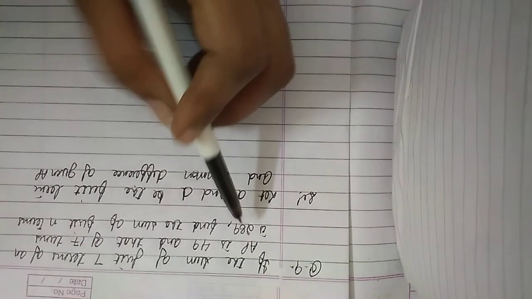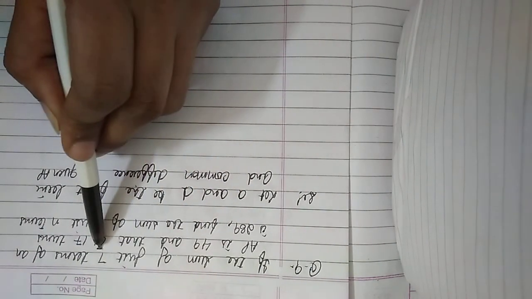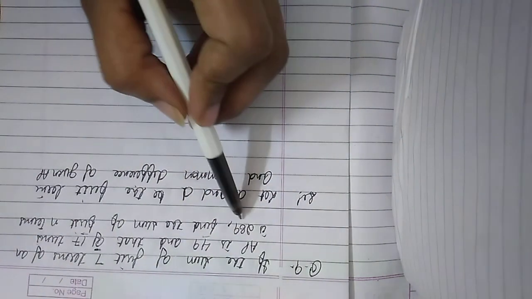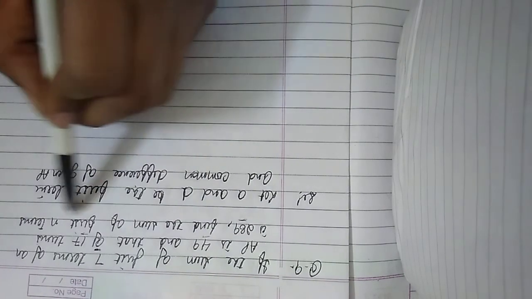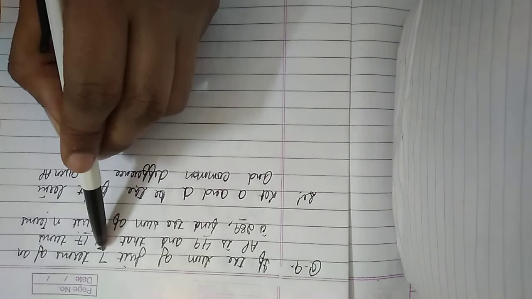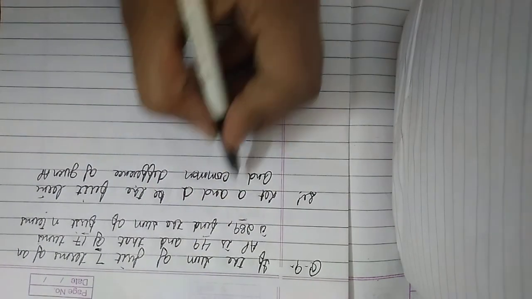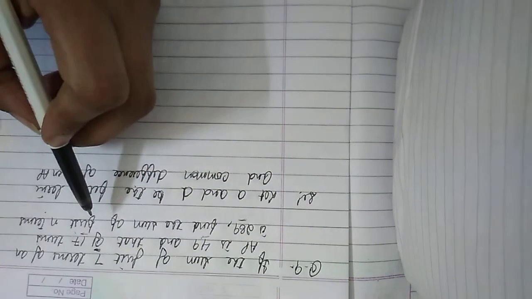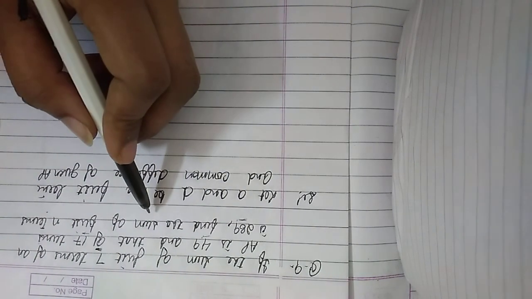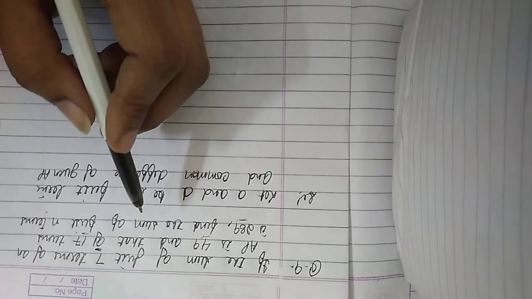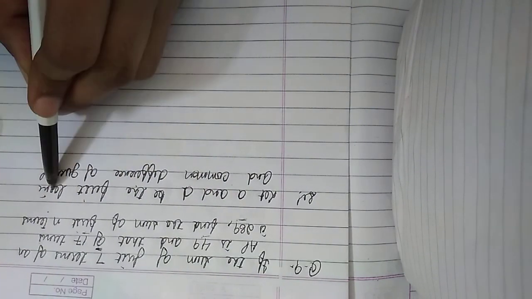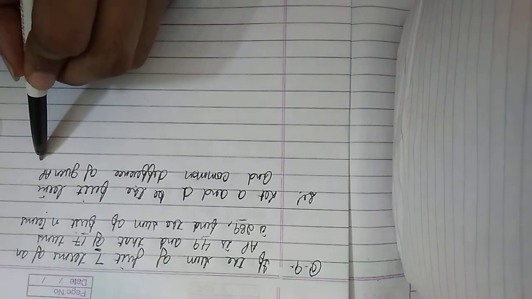Question number 9. If the sum of first 7 terms of an AP is 49 and that of 17 terms is 289, find the sum of first n terms. In this question, the sum of first 7 terms is given as 49 and the sum of 17 terms is 289, and we have to find the sum of n terms. Firstly, we have no first term, we have no common difference. So let us suppose A and D be the first term and the common difference of the given AP.